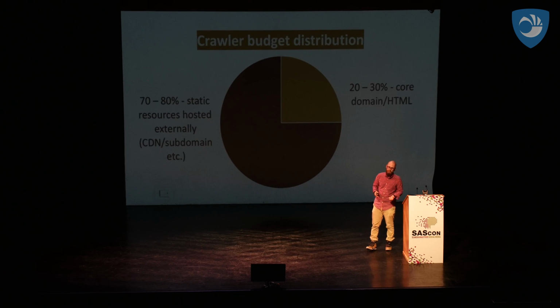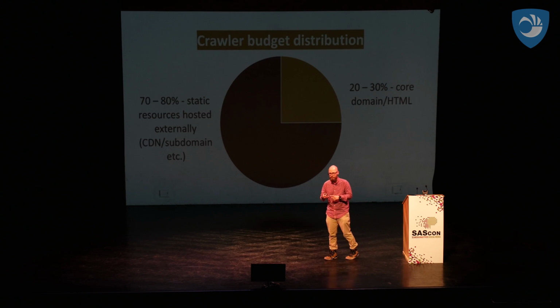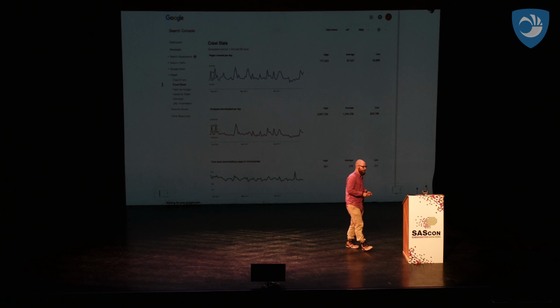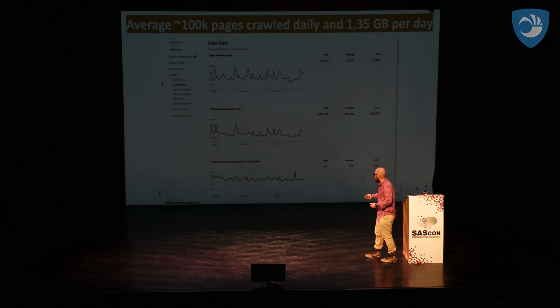So if you look at the crawler budget distribution, most of our crawler budget would go into those static resources we're talking about, like crawling CSS, JavaScript, images, and stuff like that. And we're only tracking 20 to 30% by following the data in our Search Console for just the core domain. Let me show you an example. That's the website of one of our clients, and you probably know this view very well.